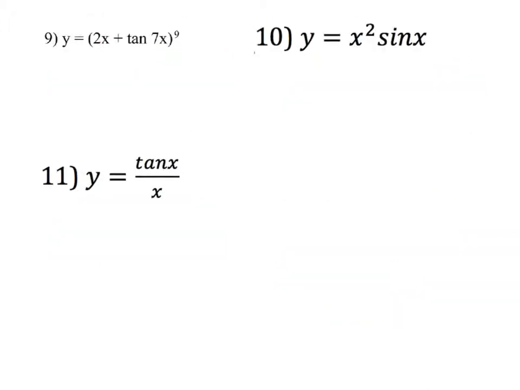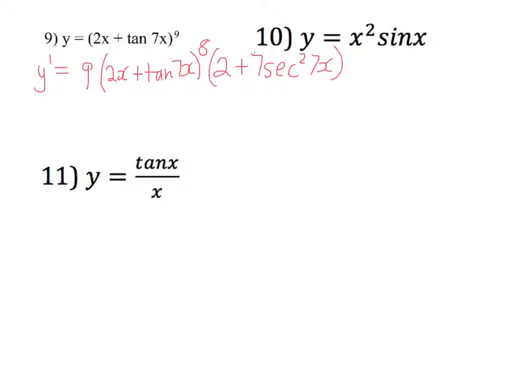Okay, and here in number 9 we have another function of a function rule, just like 8. So we are going to bring the power down the front. So 9 is going to come down the front. Keep the brackets the same. Subtract 1 from the power. And times by the derivative of what's inside the brackets. So the derivative of 2x plus tan 7x is going to become 2 plus, and now the derivative of tan 7x is 7 sec squared 7x.